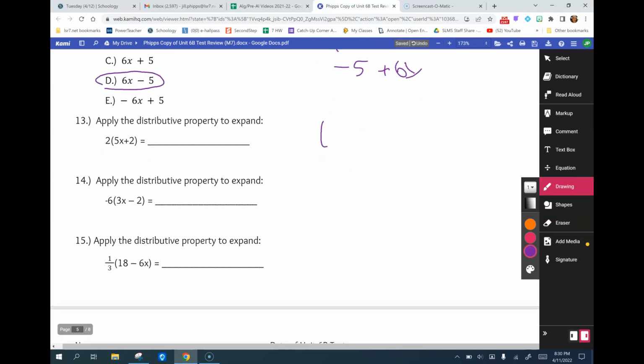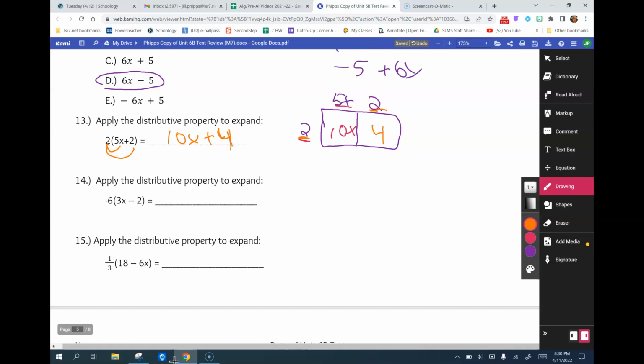To do the distributive property, if you want to draw a box, it's a great way to do it because your brain might make more sense. So remember, the 2 goes on the outside, 5x goes up here, and the 2 goes up here. And then you're going to multiply 2 times 5x and get a 10x. You're going to multiply 2 times 2 and get a 4. So your answer is 10x plus 4. Now, of course, you can also just distribute here and do it that way also. So do whichever way works best.